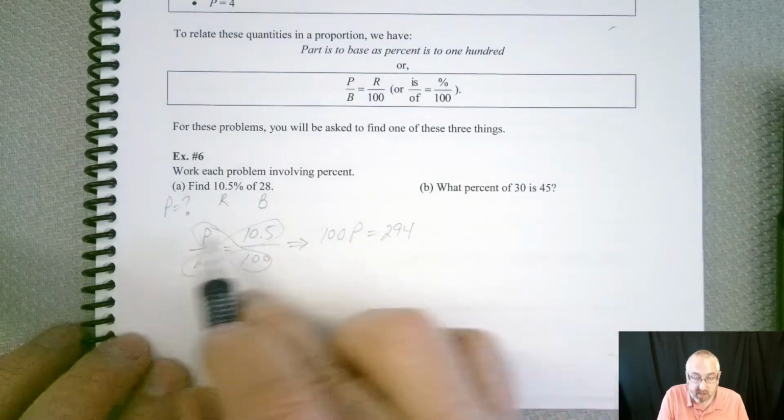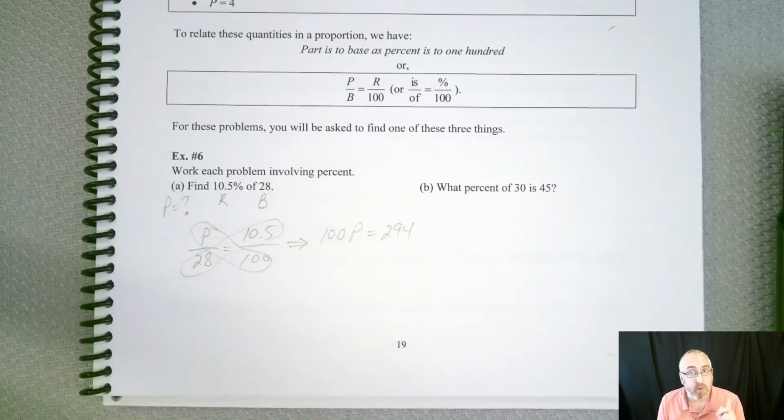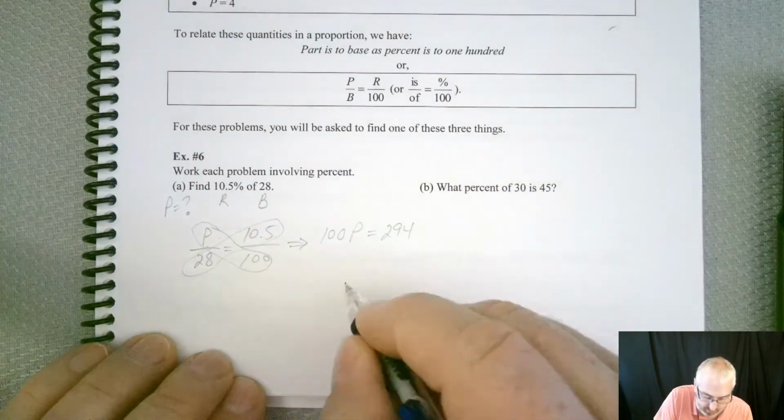So step one was to get your proportion. Step two is to cross multiply, so you get this. And now there's one more step. Do you know what it is? How do we get P all by itself? And the answer is to divide. Yeah, you got it.